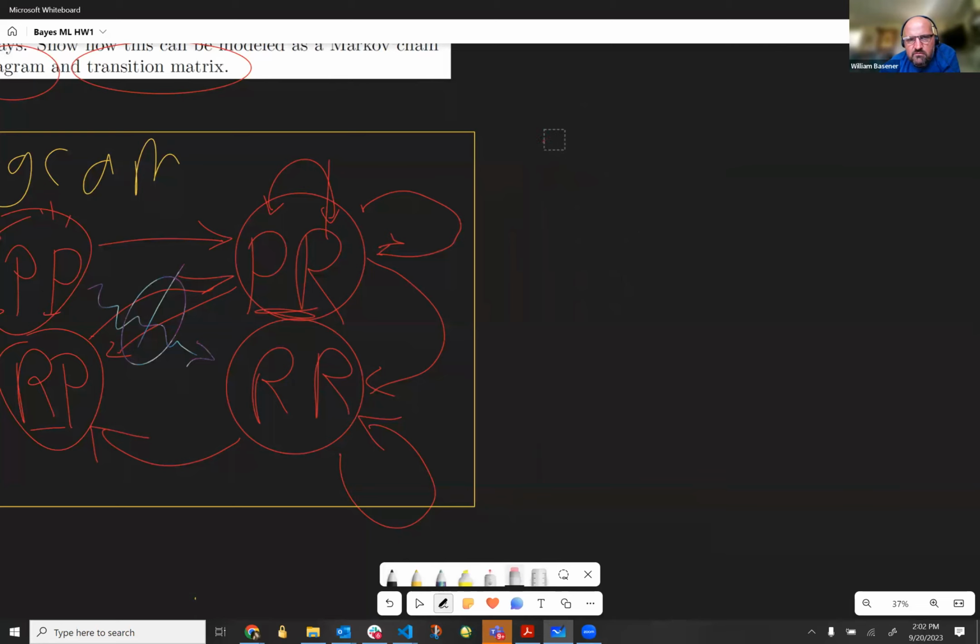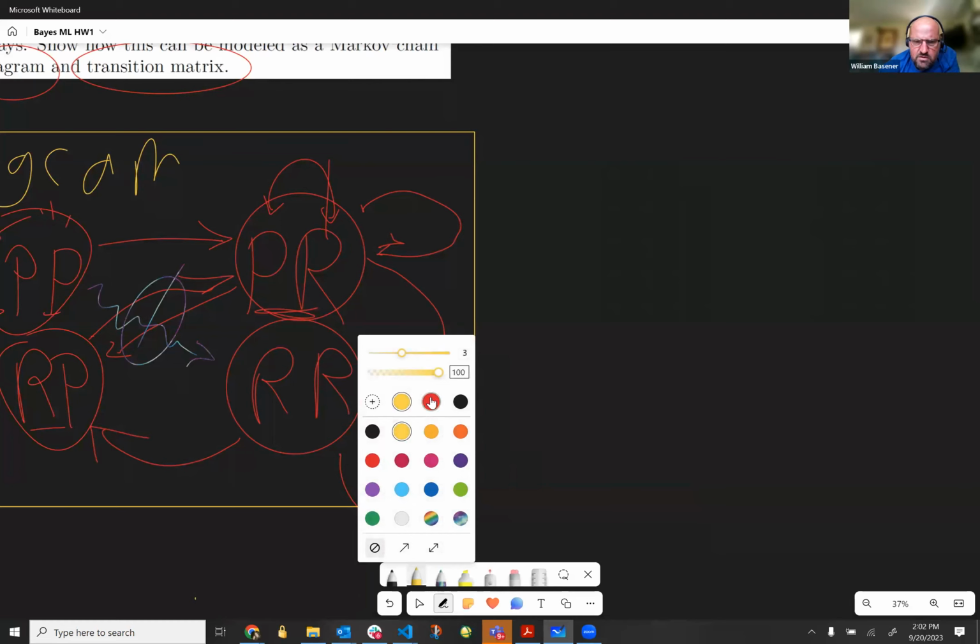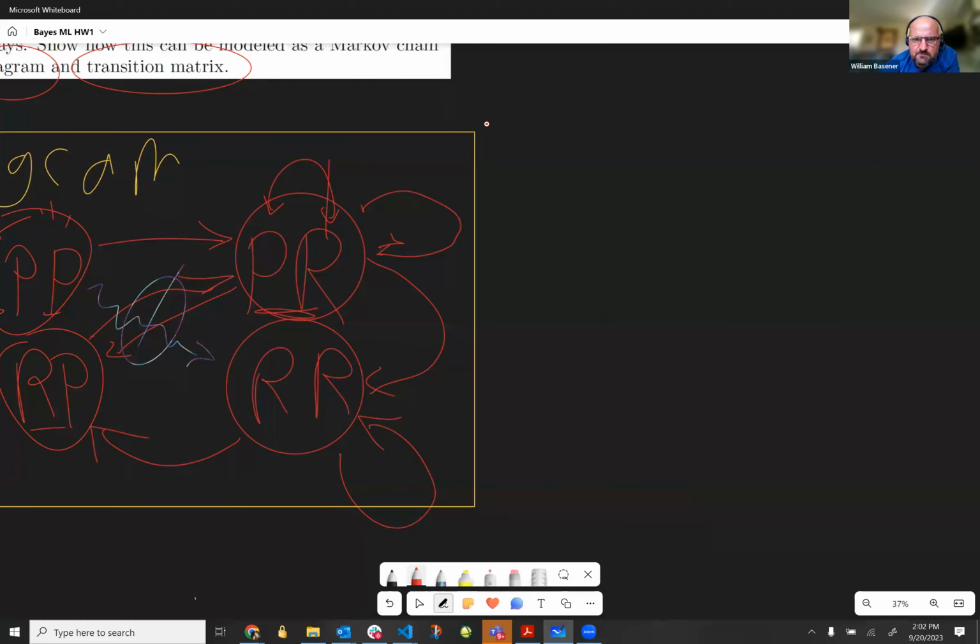Guess it doesn't really matter, but okay. So let me show what a matrix would look like. We have 4 states. So there's 4 states: pass, pass, pass, run, run, pass, and run, run.